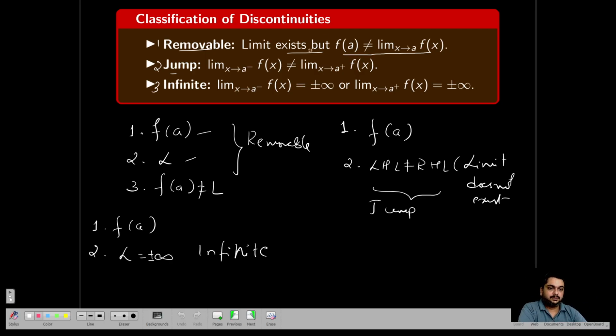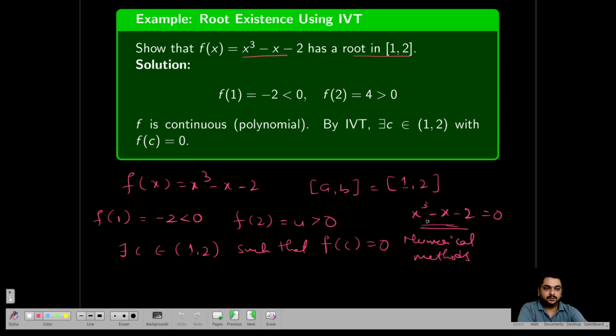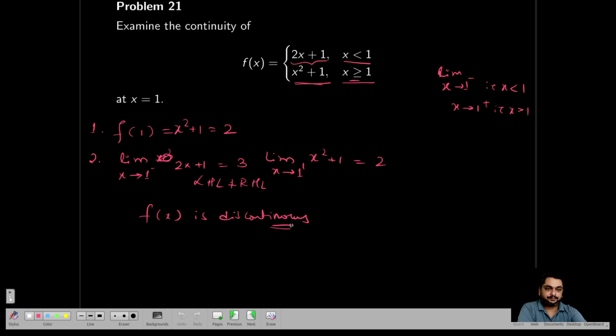So removable means the limit exists, but f of a is not equal to the function value. Jump means both limits are not equal, that means the limit doesn't exist, LHL is not equal to RHL. Infinite means there is a vertical asymptote. Okay, so this is a removable discontinuity.